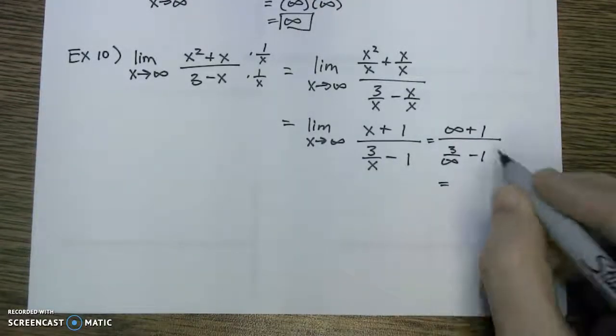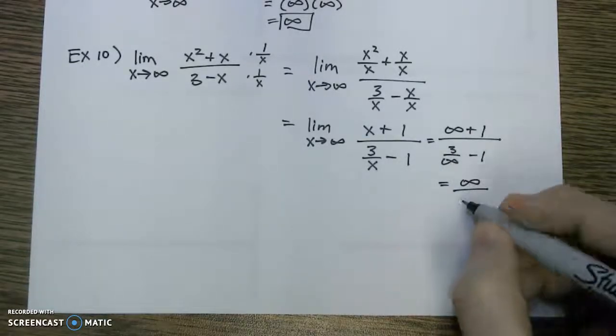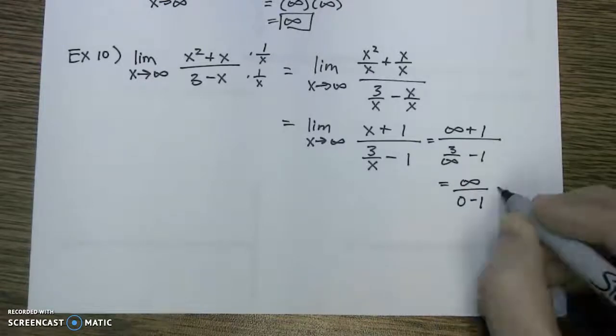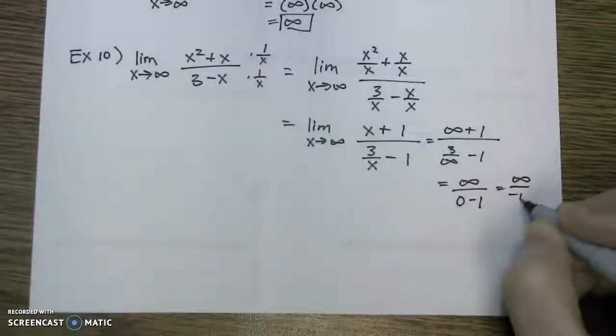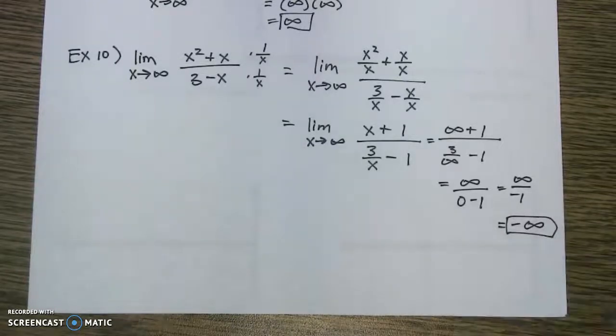So that'll be infinity plus 1 is a bigger infinity. 3 divided by infinity is 0. So that'd be infinity divided by negative 1, which would be negative infinity. And that is the answer.